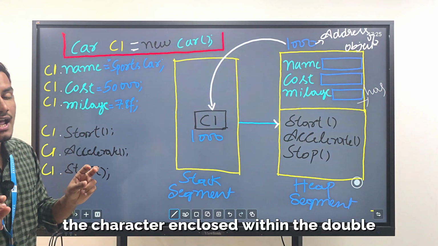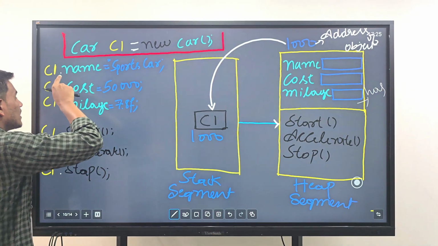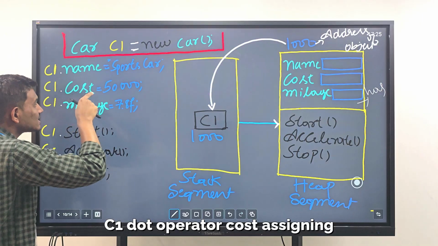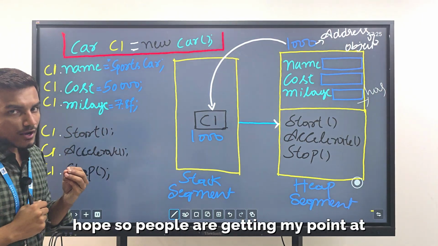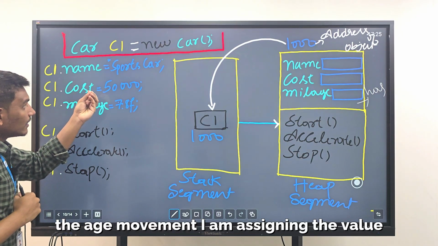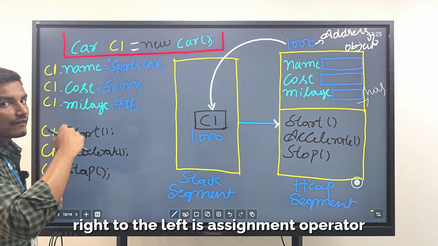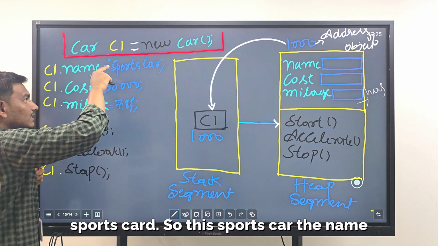Collection of the character enclosed within the double quote. Coming to the next line, reference variable, that is c1 dot operator cost, assigning the 50,000. Guys, I hope people are getting my point. At each moment, I am assigning the value. Assignment will always happen from right to left. Guys, assignment operator, sports car.